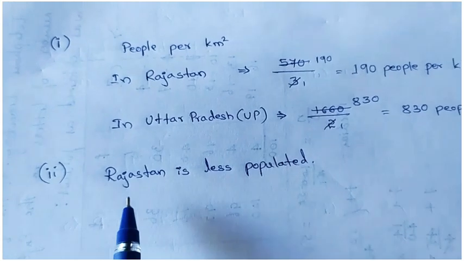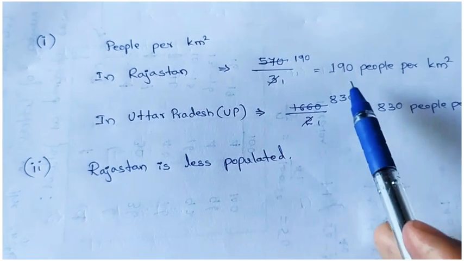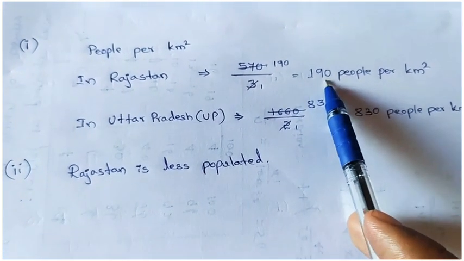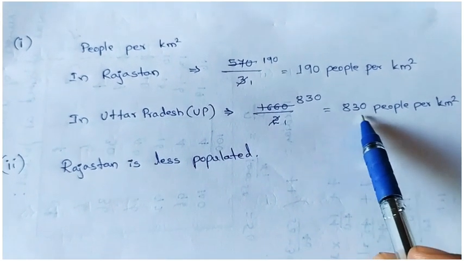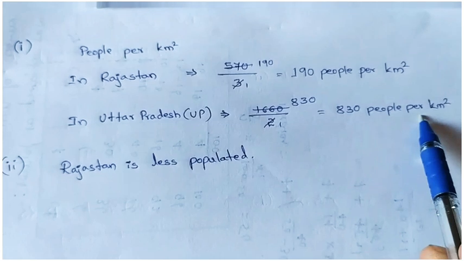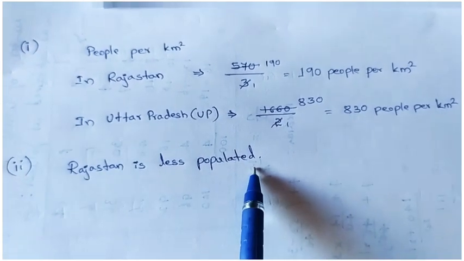For our second question, Rajasthan is less populated because here we are getting 190 people per kilometer square. Comparing to UP, there will be 830 people per kilometer square. That's why Rajasthan is less populated.